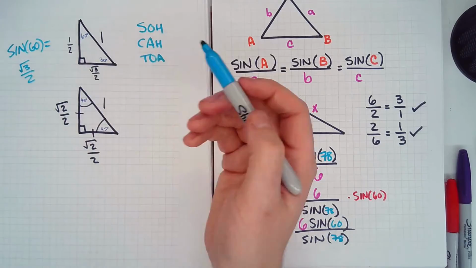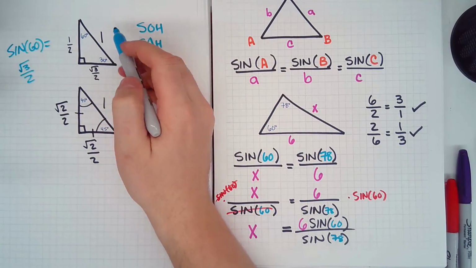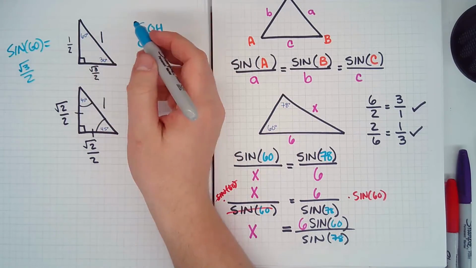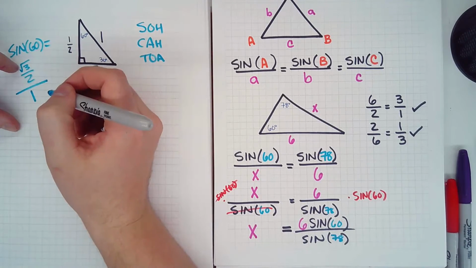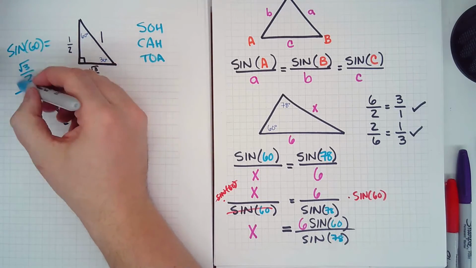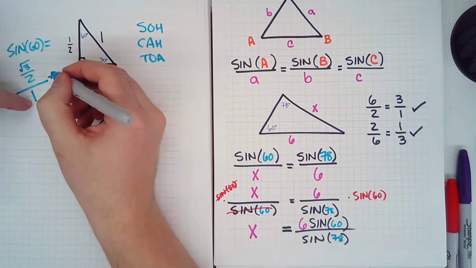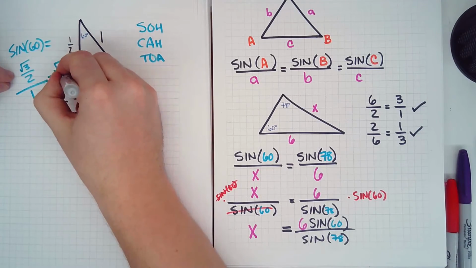It makes the math really easy. That's why we choose that. And so when we divide this number by 1, well, it's not a big deal. It's just a number divided by 1. And any number divided by 1 is just itself. So it's root 3 over 2. So sine of 60 is root 3 over 2.